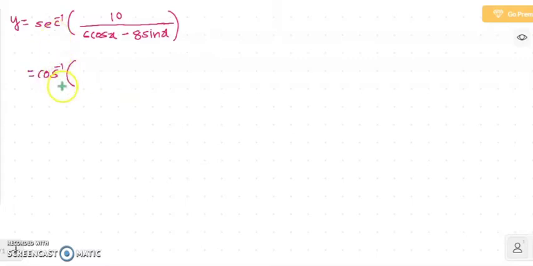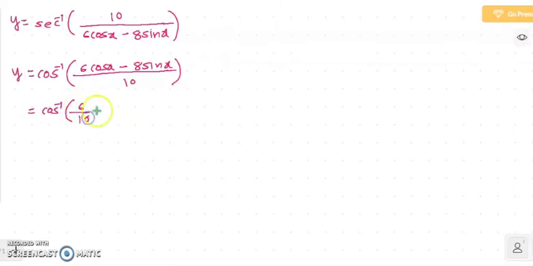If you write sec inverse as cos inverse, you have to write the terms inside the bracket: 6 cos x minus 8 sin x upon 10. Basic formula is there. Sec inverse a upon b is cos inverse b upon a. Cosec inverse a upon b is sin inverse b upon a. So we did like this. Then we can separately write cos inverse of 6 upon 10 into cos x minus 8 upon 10 into sin x.